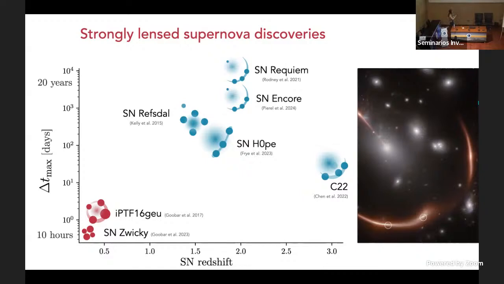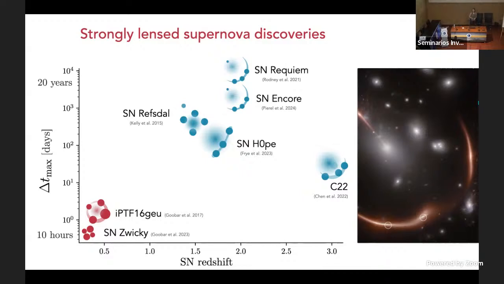So first of all, you see that Supernova Requiem and Supernova Encore look very similar, right? That's because they're actually lens supernova siblings. So it's two different supernovae that went off in the same host galaxy and were lensed by the same galaxy cluster. I mean, what's the chance of that happening in such a small sample?